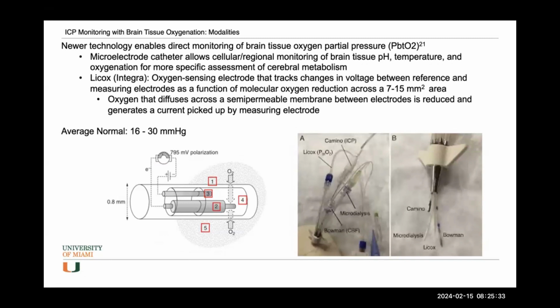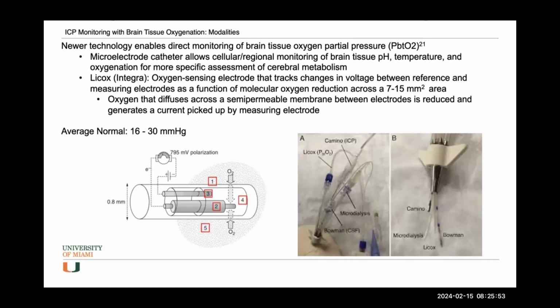monitoring. So this is a newer technology, now known as the Licox in our case, that helps enable direct monitoring of brain tissue. It's a microelectrode catheter that allows regional monitoring of brain tissue pH, temperature, and oxygenation for a more specific assessment of cerebral metabolism.